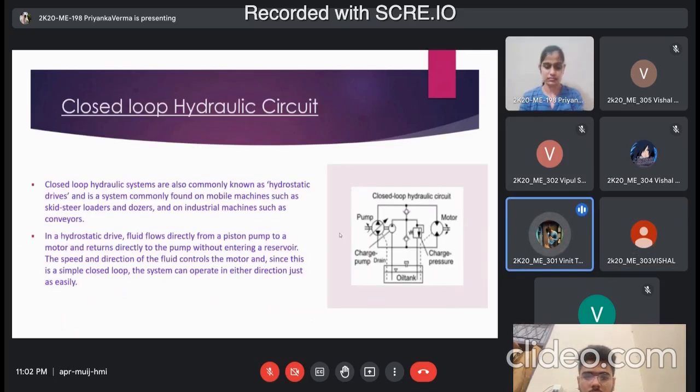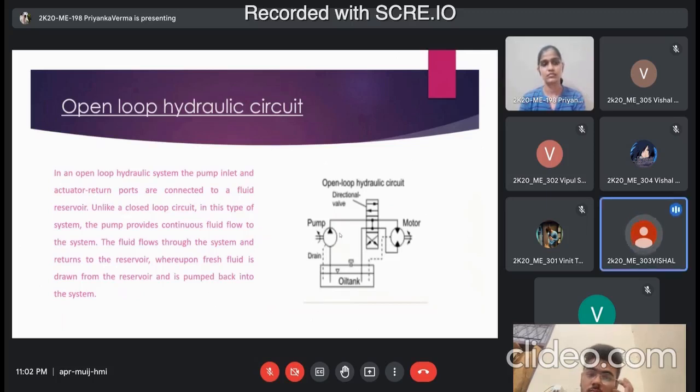Closed loop hydraulic circuit. Closed loop hydraulic systems are also commonly known as hydrostatic drives, and are a system commonly found on mobile machines such as skid steer loaders and dozers, and on industrial machines such as conveyors. In a hydrostatic drive, fluid flows directly from a piston pump to the motor and returns directly to the pump without entering a reservoir. The speed and direction of the fluid controls the motor, and since this is a closed loop, the systems can operate in either direction just as easily.